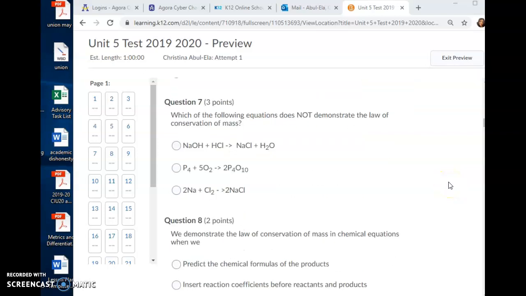Question 7. Which of the following equations does not demonstrate the law of conservation of mass? We have sodium hydroxide plus hydrochloric acid yields sodium chloride and water. Phosphorus plus oxygen gas yields tetraphosphorus decaoxide. And sodium plus chlorine gas yields sodium chloride.